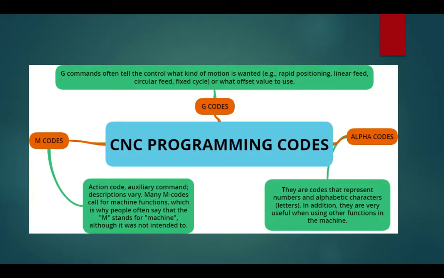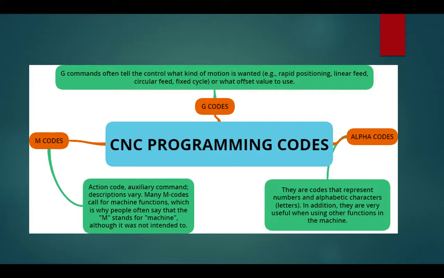Now we are going to start. CNC programming codes. There are three types of codes. G codes. G commands often tell the control what kind of motion is wanted. For example, rapid positioning, linear feed, circular feed, fixed cycle, or what offset value to use.